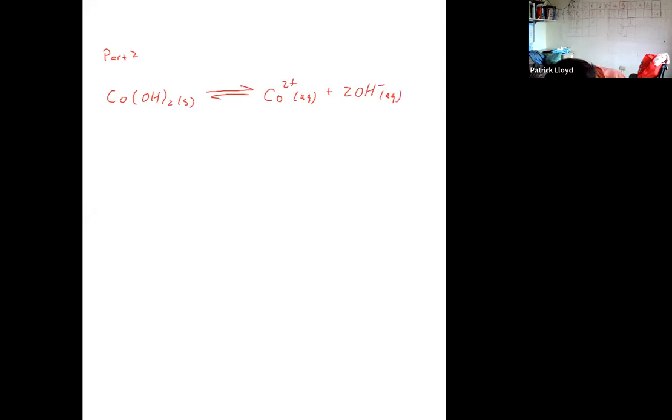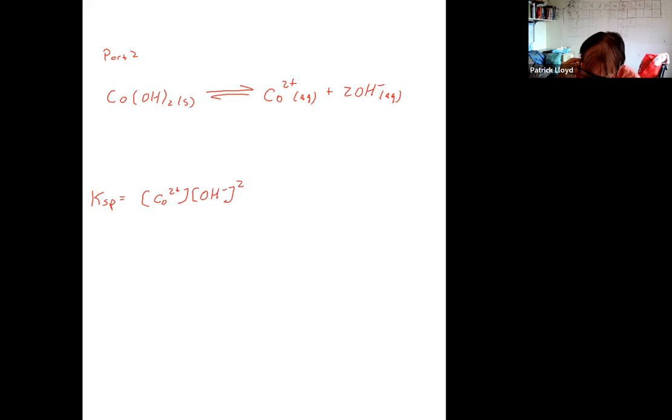And we rewrite our expression for KSP. None of that has changed. The thing about the solubility constant, the KSP, is that it doesn't really change unless you change the temperature. If you don't change the temperature, it remains pretty constant. So that aspect of this is not going to change. What will change are the details here.